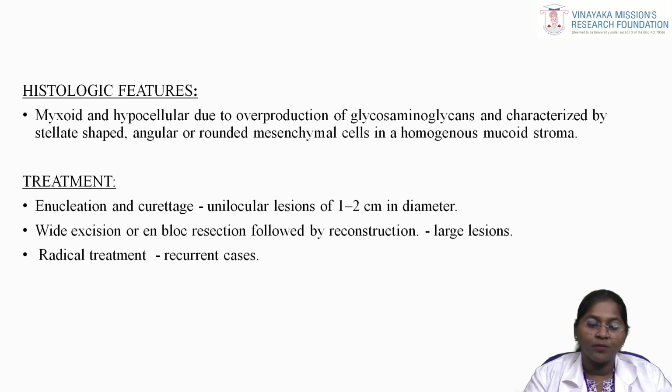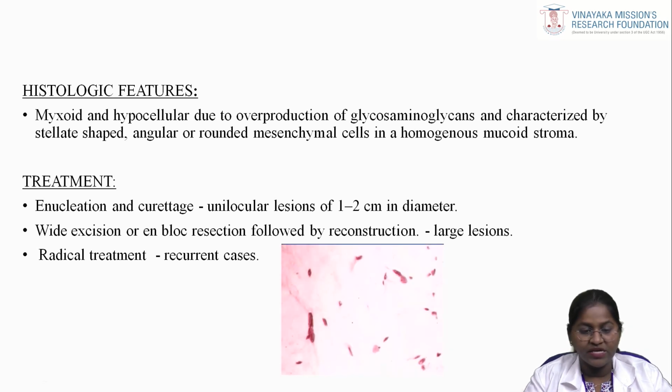Histologic features: both myxoid and hypocellular, due to the overproduction of glycosaminoglycans, which is the feature of this tumor. It is characterized by stellate shaped, angular or rounded mesenchymal cells in a homogeneous mucous stroma. Treatment: enucleation and curettage can be done for unilocular lesions of 1 to 2 cm in diameter. Wide excision followed by reconstruction is needed for larger lesions. Radical treatment is done for recurrent cases. So this is the histological image.